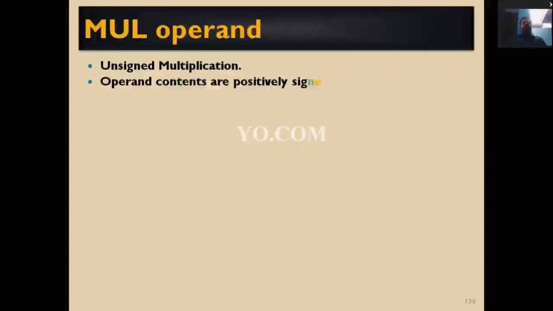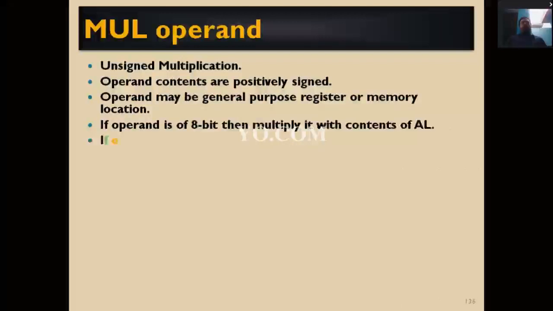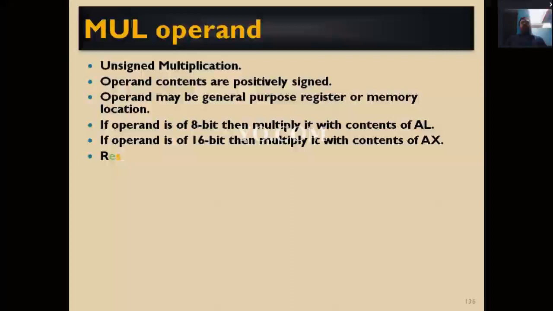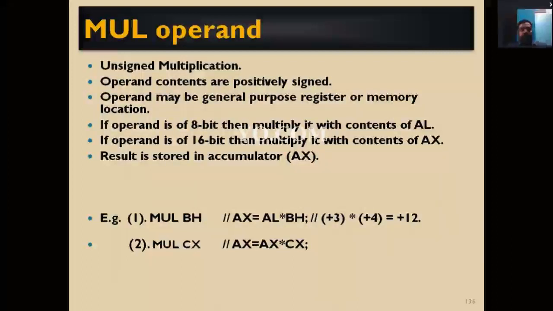Then the multiplication operation, MUL. This is another simple instruction that is used to multiply two numbers, normally between source and destination. But here the instruction contains only one operand. For example, MUL BH, where BH is the operand. The format is MUL with only one operand; the other source is fixed, that is AX.